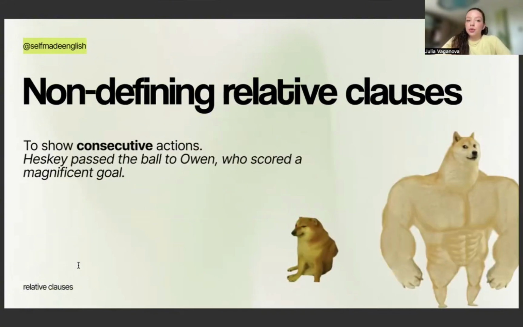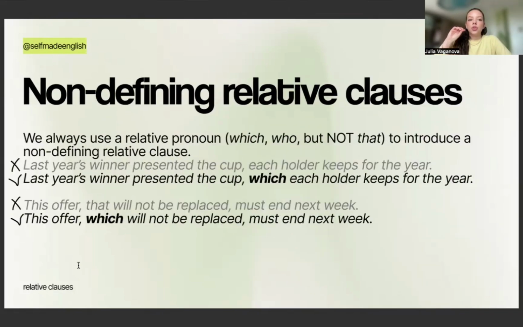We can also use non-defining relative clauses to show consecutive actions, right? The consequences of some actions. Pesky passed the ball to Owen, who scored a magnificent goal, right? Some consecutive actions here. Also, some key information to remember about non-defining relative clauses. We always use a relative pronoun here: which, who, whose, whom. And we never use the relative pronoun that in these cases, right? So always use a relative pronoun, but not that.